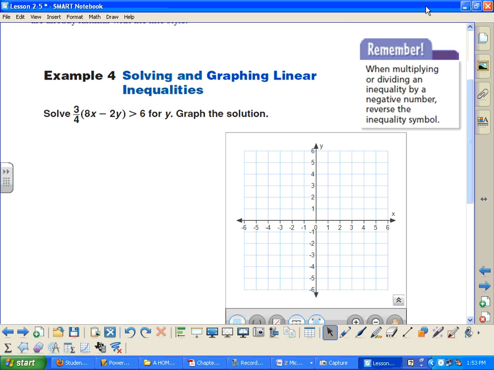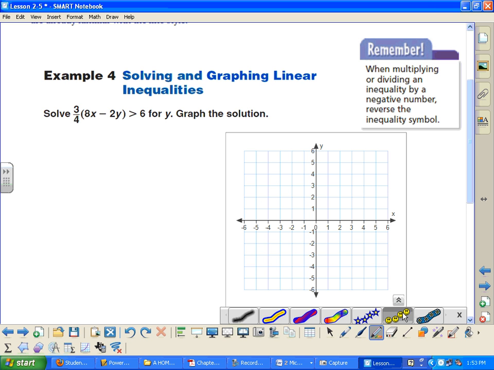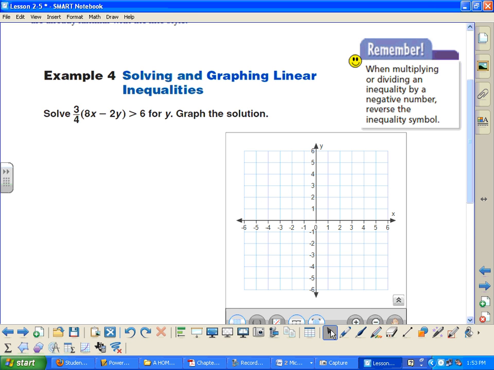So now we're going to look at example 4, solving and graphing linear inequalities. And we have a little reminder here for you once again that if you divide by a negative, make sure you remember to change the direction of the inequality sign. So, first we need to solve this equation for y. And then we want to make sure that it's in slope-intercept form, so then we can graph it easily. So what's the first thing I should do to solve this for y?